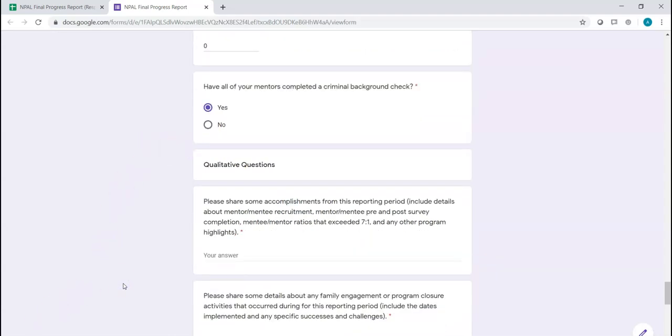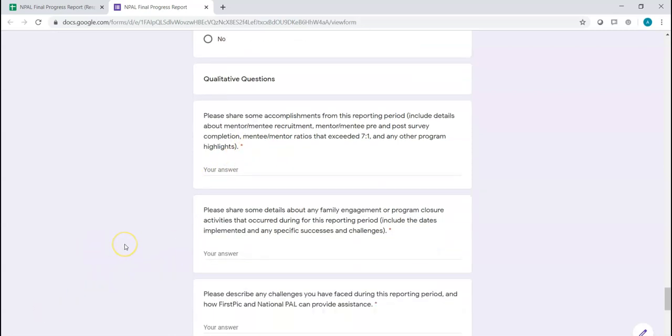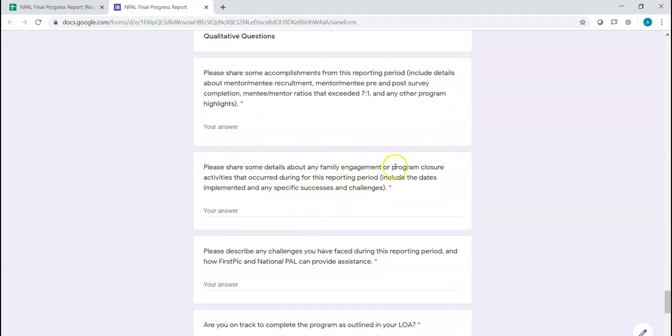These next few questions are more qualitative, so you get a chance to explain a little bit more about your program. This first one being any accomplishments that you accomplished over this reporting period. So maybe you exceeded your mentor-mentee ratios. Maybe you did a really awesome community service project. All those things you can articulate in this particular box here. Next one, talking a little bit about your family engagement and your match closure, your program closure activities that you maybe did to wind down or celebrate the end of another successful program year.